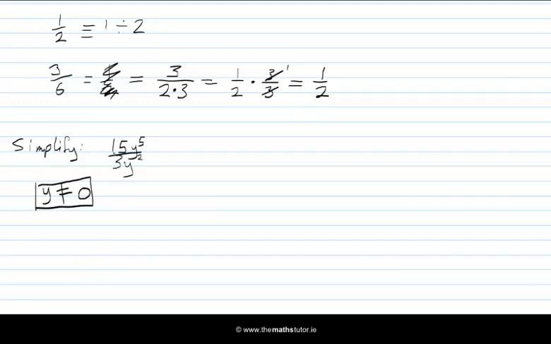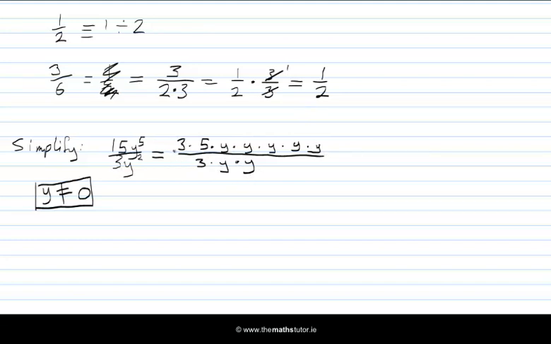So, I'm going to take this 15y to the 5th and I'm going to write it as 3 times 5 times y times y times y times y times y, and that's divided by 3 times y times y. So the 15 becomes the 3 times 5. Y to the 5th is 5 y's multiplied by each other, and 3y squared is a 3 times a y times a y.